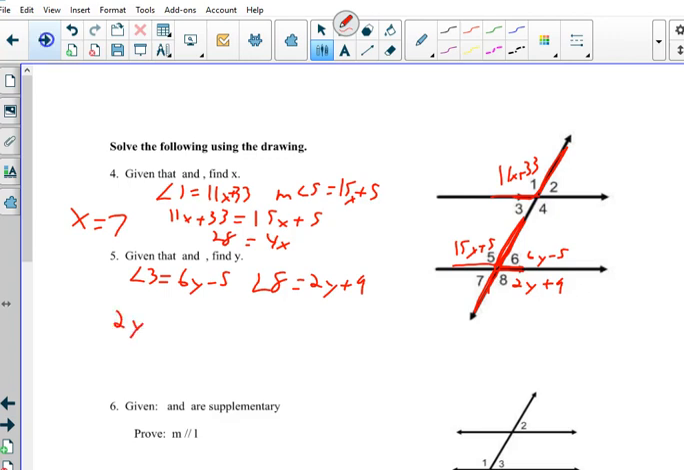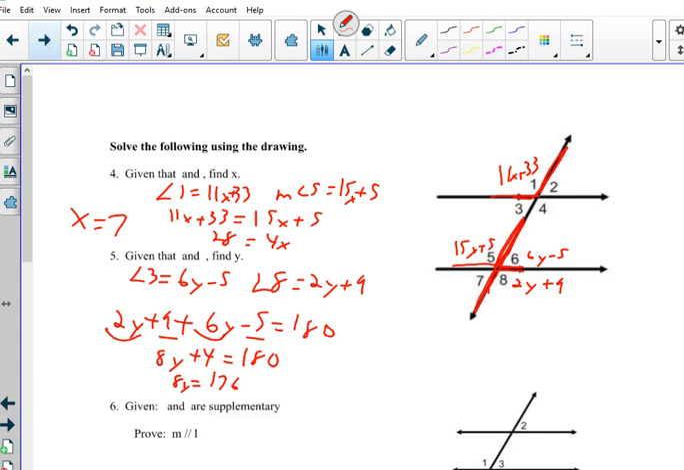This is one of the ones when you say 2y plus 9 plus 6y minus 5 adds up to, supplementary, 180. We combine like terms, 8y, 9 minus 5 is plus 4, equals 180. Subtract 4 from both sides, we get 8y equals 176. If we divide by 8, we come up with y is 22.